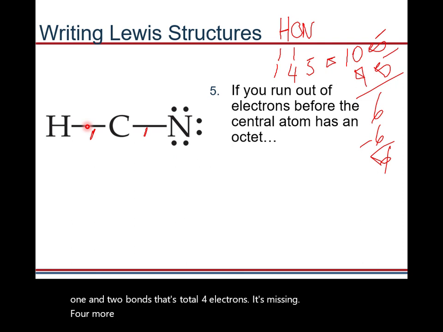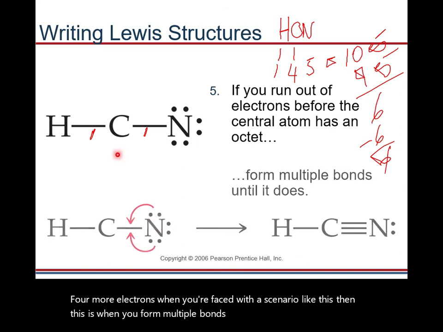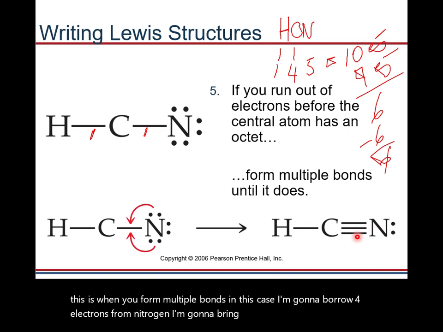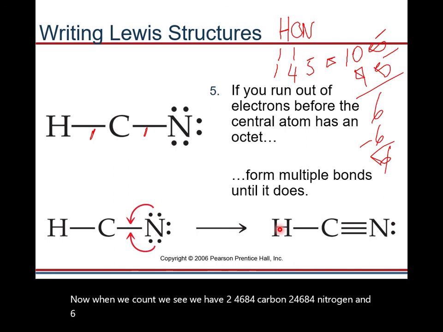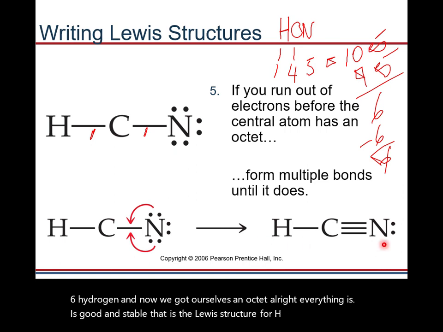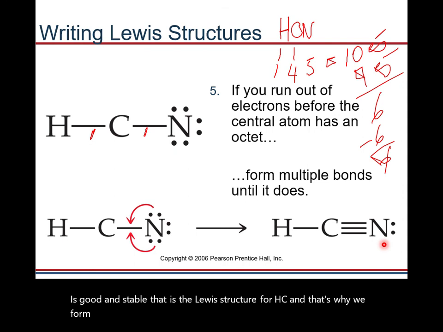When you're faced with a scenario like this, this is when you form multiple bonds. In this case, I'm going to borrow 4 electrons from nitrogen. I'm going to bring them in and form a triple bond. Now when we count, we see we have 2, 4, 6, 8 for carbon, 2, 4, 6, 8 for nitrogen, and 2 for hydrogen, and now we got ourselves an octet. All right, everything is good and stable. That is the Lewis structure for HCN. That's why we form multiple bonds.